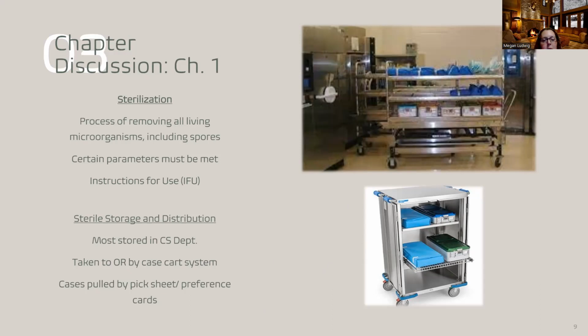So surgical cases, like this would be for one case in this case cart, are picked by what we call either a pick sheet or a preference card. Anymore, they're mostly digital, but they could be paper depending on your facility. But let's say Dr. So-and-so has a laparotomy in OR1, okay? So we can pull up in the system that doctor's name with that particular case, and then you have everything that surgeon needs for that laparotomy.